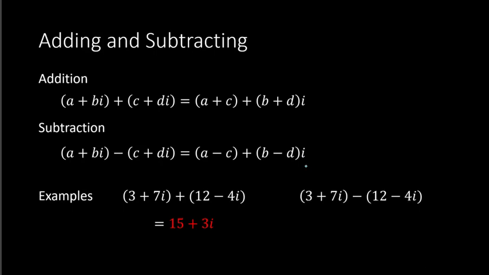And then subtraction is the same kind of thing. So here we have 3 plus 7i minus 12 minus 4i. So we do 3 minus 12. That would give you -9. And then plus, we have 7i minus -4i, which becomes a plus 4i. 7i plus 4i is 11i. So our answer, written in standard form, would be -9 plus 11i. And again, standard form is when you have the real part first and the imaginary part coming second.